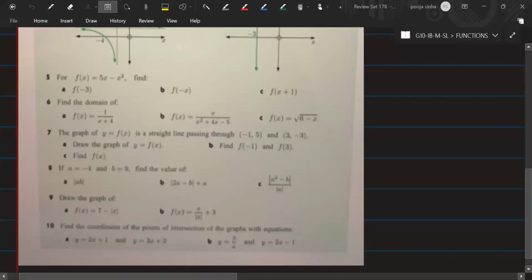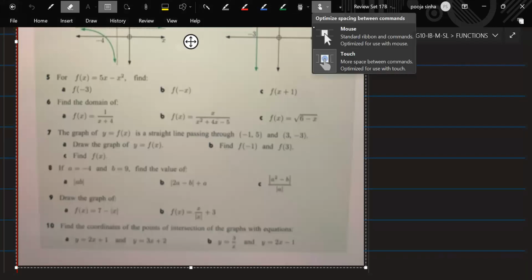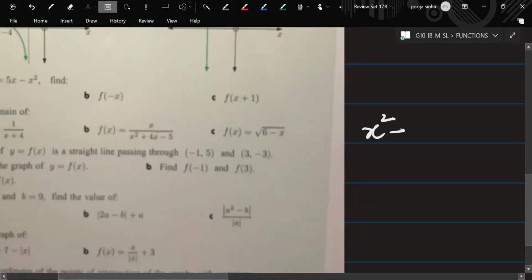So for a quadratic, two numbers have to add up to 4 and multiply to -5. That's 5 and 1. So we'll have x square minus x plus 5x minus 5. You take x out, you have x minus 1, and you take 5 out, you have x minus 1. So x square plus 4x minus 5.